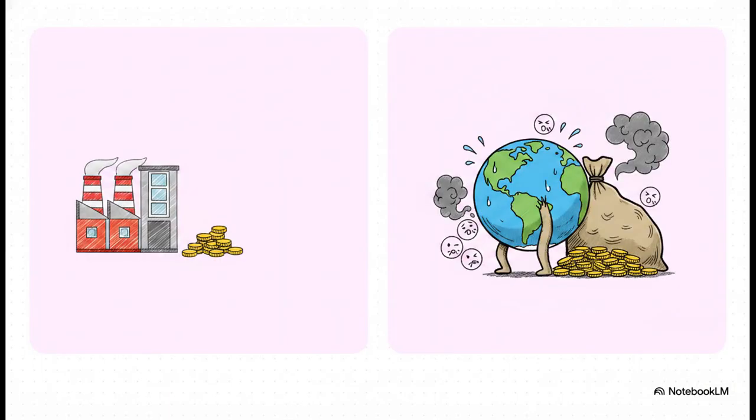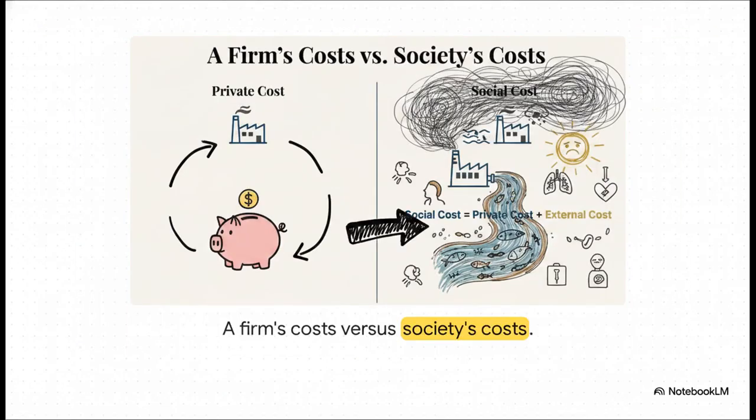But we have to zoom out even further. We really need to compare private cost, which is just the firm's own economic burden, all those explicit and implicit costs, against social cost. If you're analyzing a company's true impact, you've got to look at the overarching burden that the entire society carries just because that product was manufactured. And the difference between those two can be drastic.